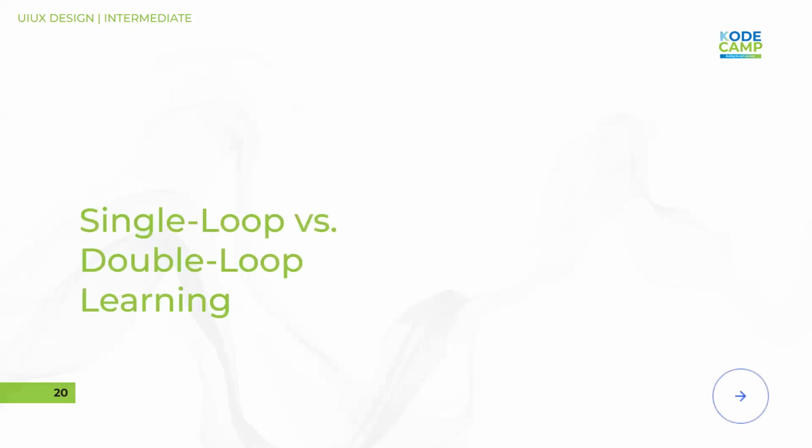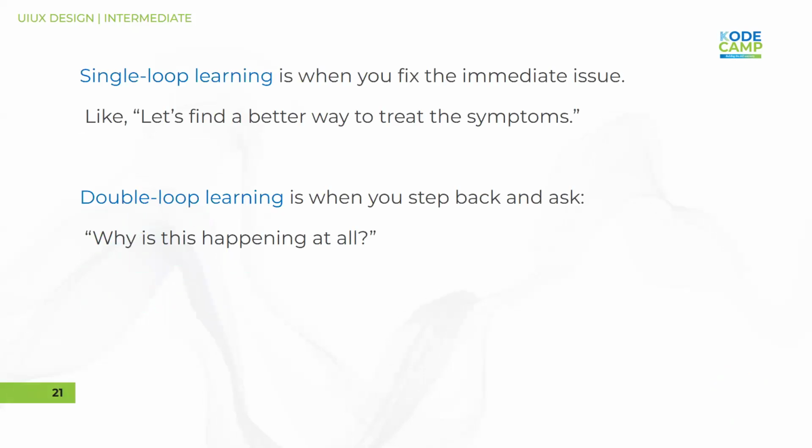All right, so we're just going to look at this other subset, single loop versus double loop. Single loop is when you fix the immediate issue, like let's find a better way to treat the symptom. While double loop is when you step back and ask, why is this happening? So let's look at a real example.